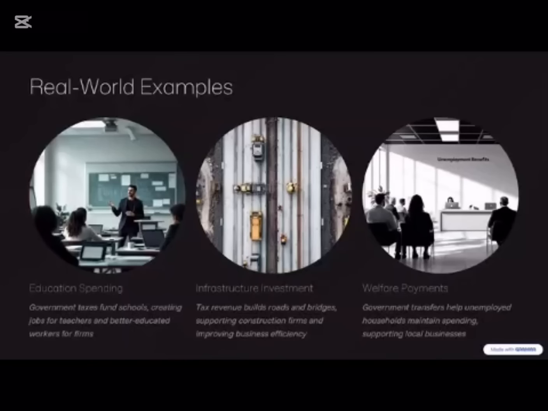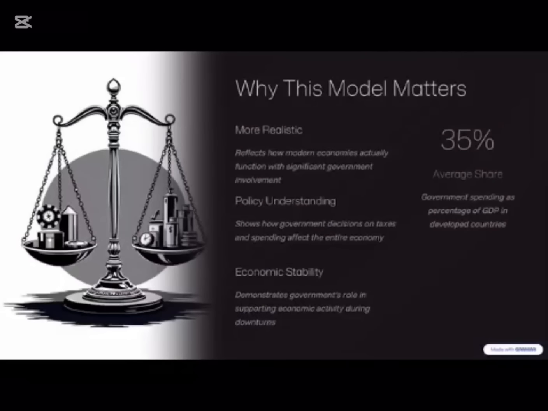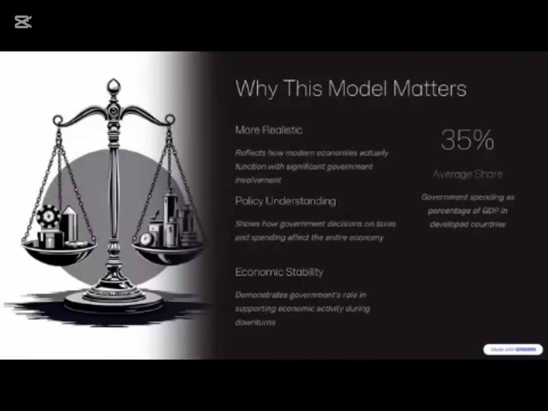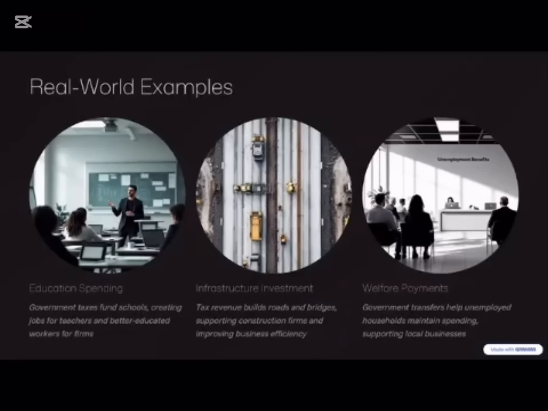Example, when you pay taxes, the money goes into the government's budget. The government then uses it to pay teachers, build highways, and provide health care. The money flows back to households and firms. In this way, the government plays a balancing role. It takes money out of the economy but also puts money back in. Sometimes even more than it takes, sometimes less, depending on policy.